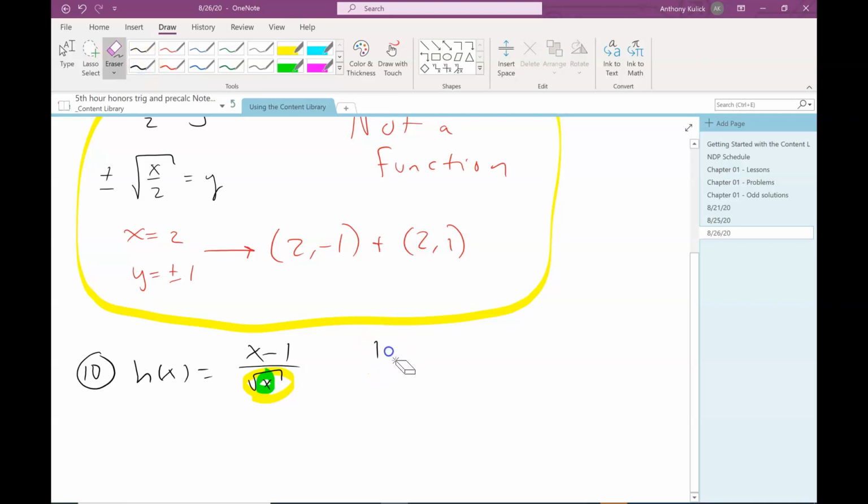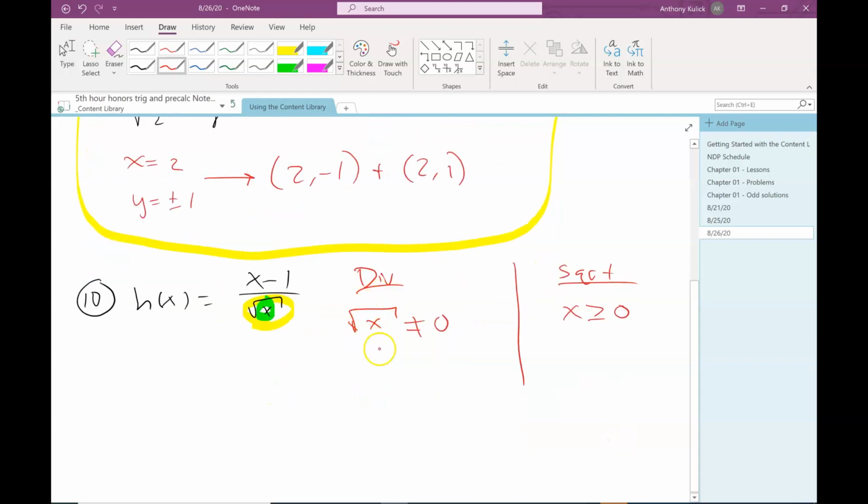So from a division perspective, I know that the square root of x can't give me 0, right? And then from the square root perspective, I know that x has to be greater than or equal to 0. Everybody's okay there? Okay. Well, if I squared both sides over here, I would just get that x cannot equal 0.